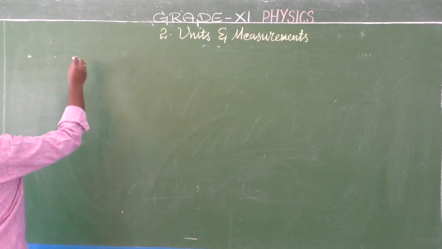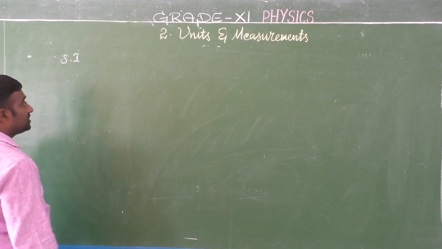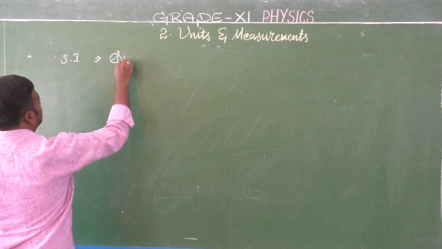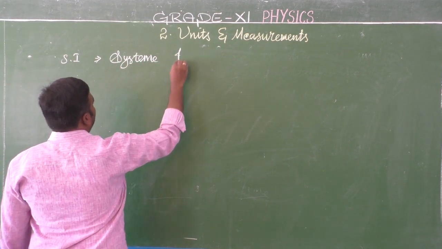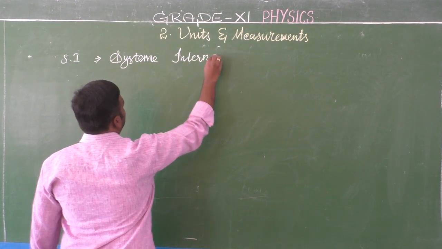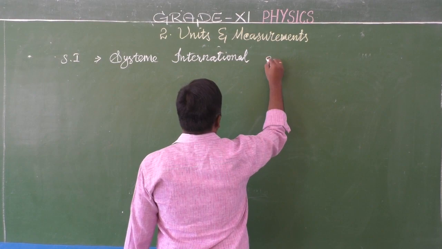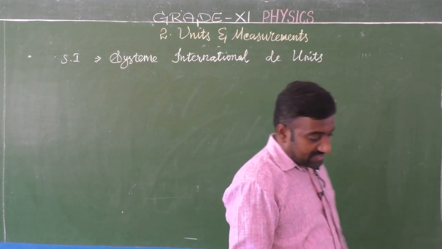So SI stands for... SI. We'll use SI, no? So it is not a sub-inspector. It is Système International d'Unités. In French, its meaning is Système International d'Unités. That is the expansion of SI.